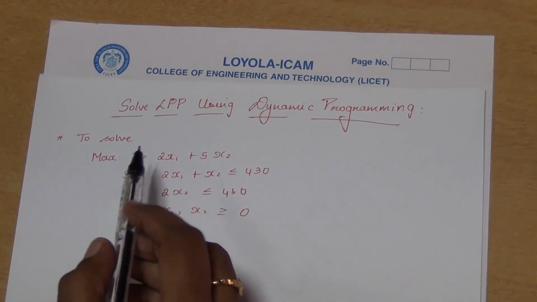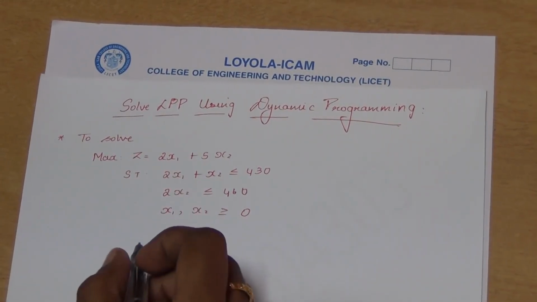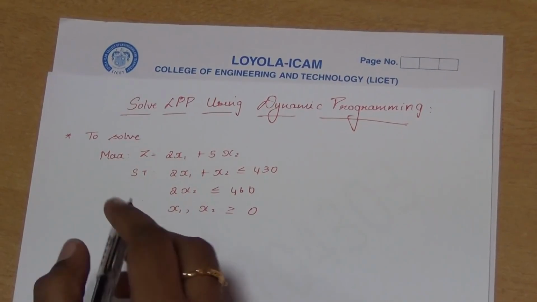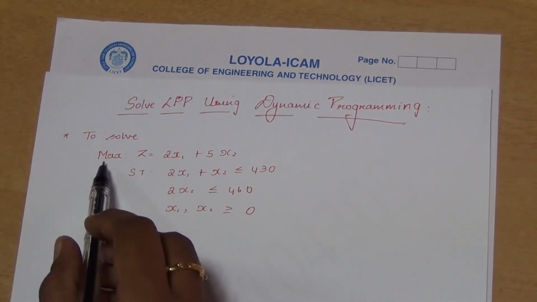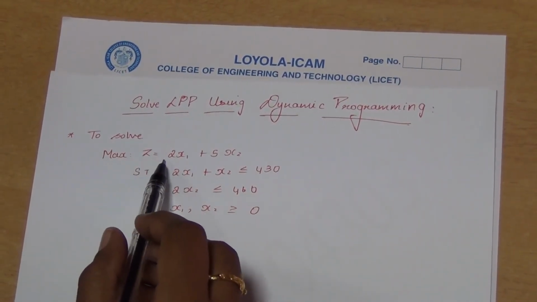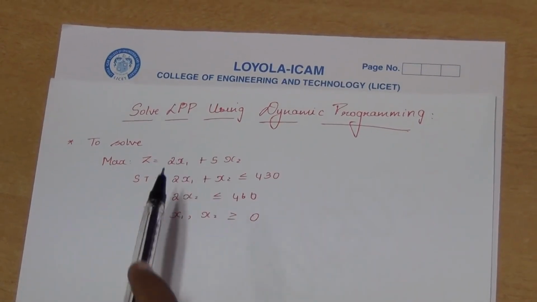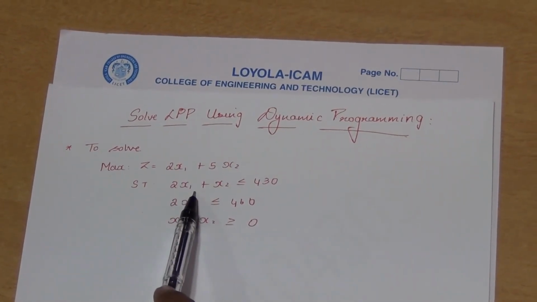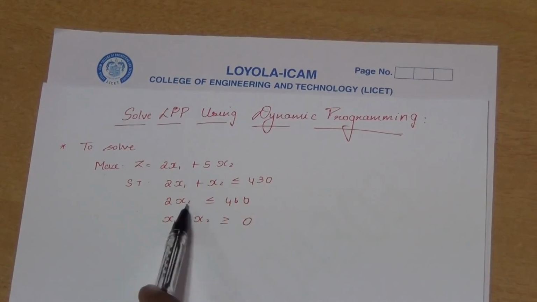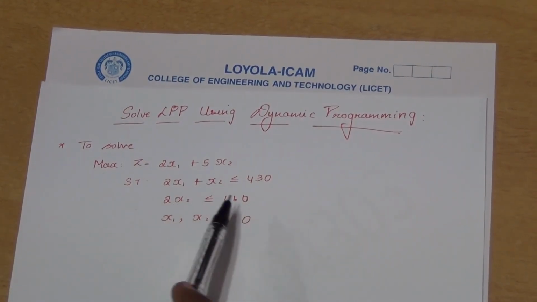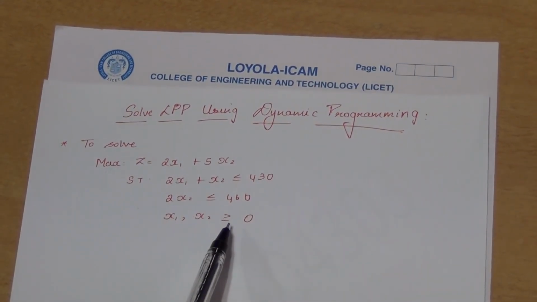Now let's see how to solve a linear programming problem using the dynamic programming technique. The problem given to us is maximization. The objective function is 2x1 plus 5x2, subject to the constraints 2x1 plus x2 less than or equal to 430, 2x2 less than or equal to 460, and x1, x2 greater than or equal to 0.